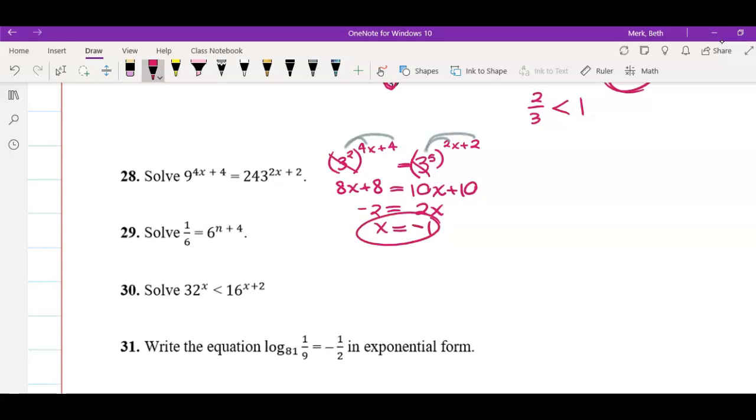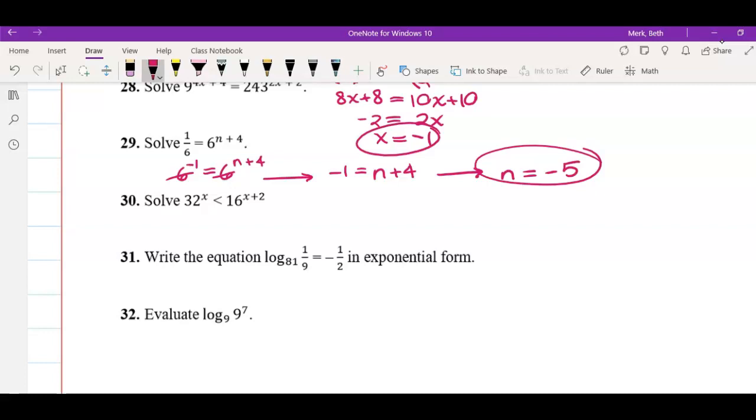This next one, I'll replace 1/6 with 6 to the negative 1, and I'm not going to do anything different on the right side. Now I have common bases that I can eliminate, which gives me negative 1 equals n plus 4, subtracting 4 from both sides, n equals negative 5.